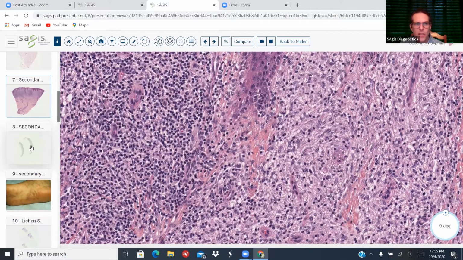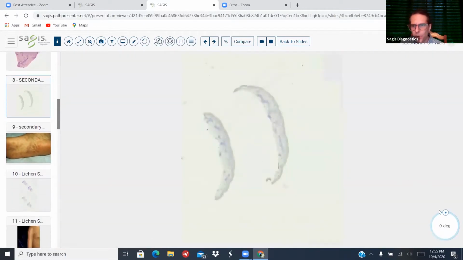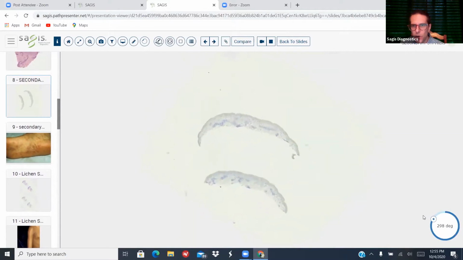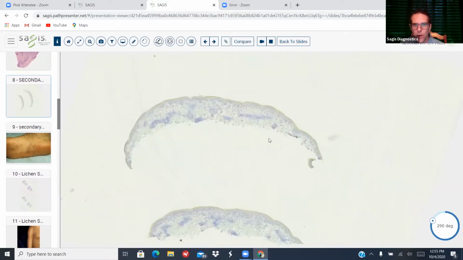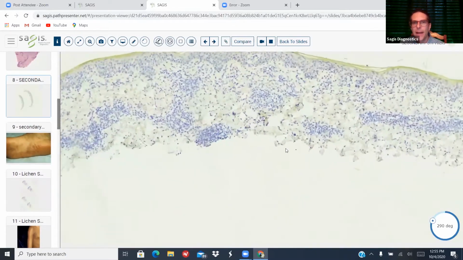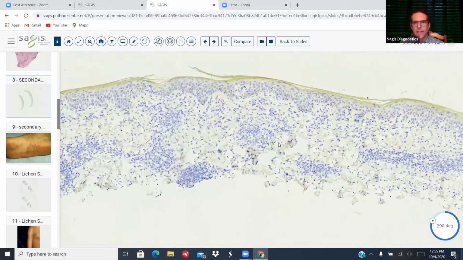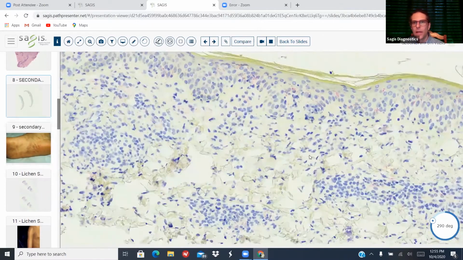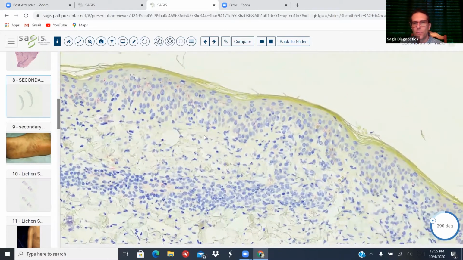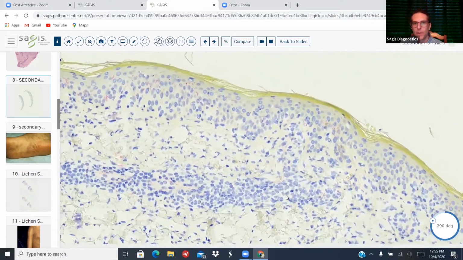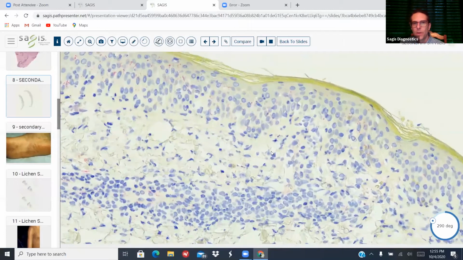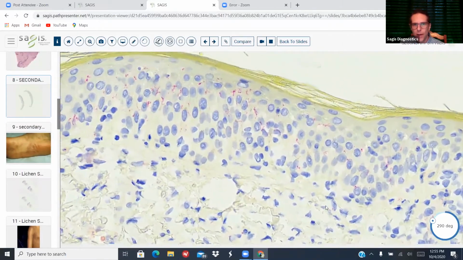Fortunately, these days, of course, you can get an RPR. You can call the dermatologist and ask him to order an RPR to confirm your concern. But now we do have an immunostain that's very helpful for Treponema pallidum. And so let me show you that on higher power.